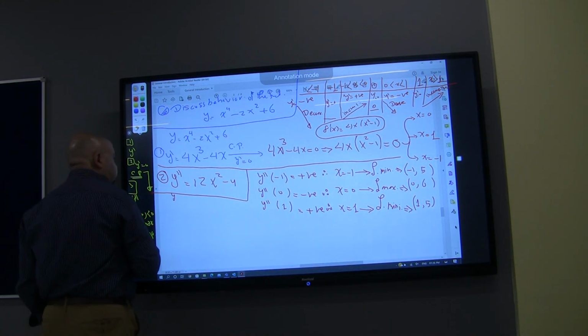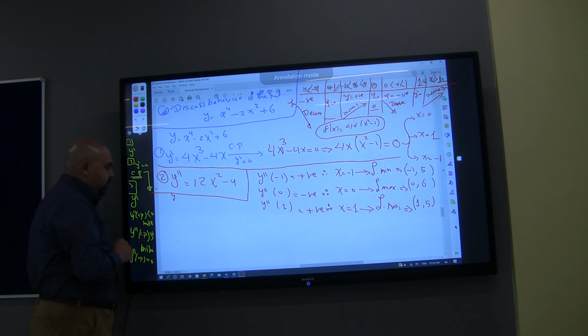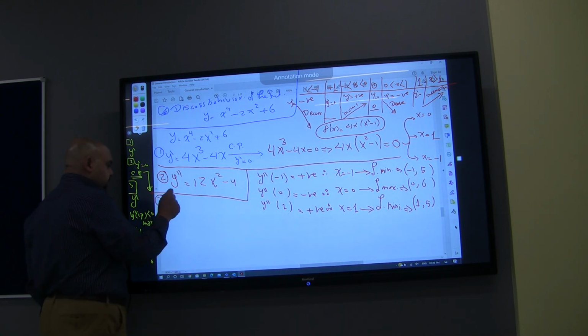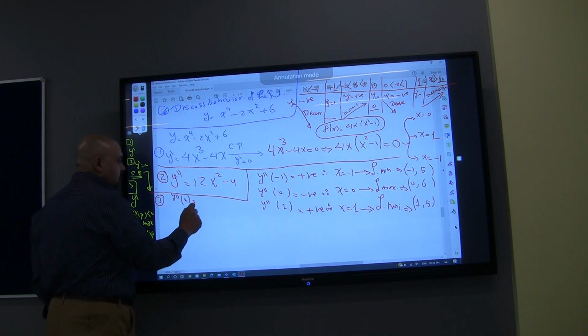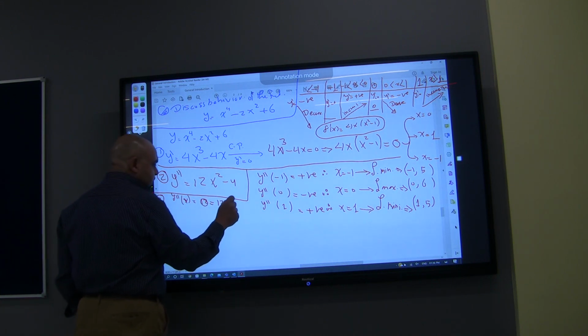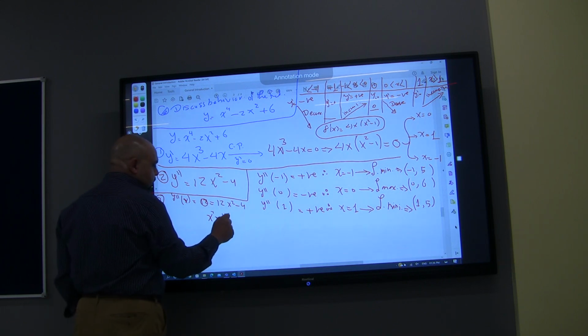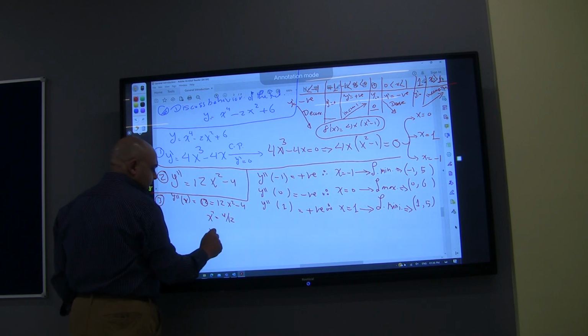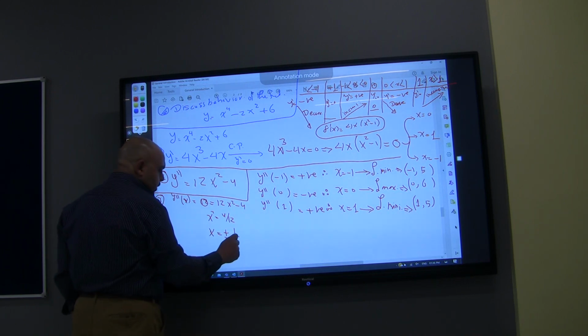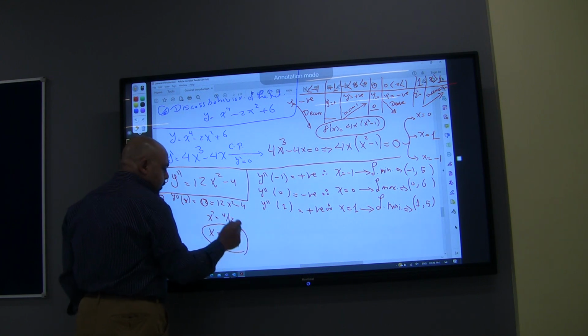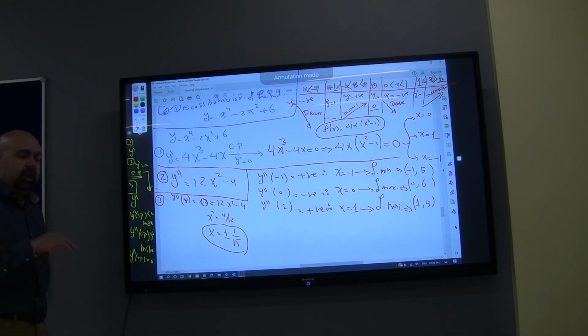Now if I want to get the critical points, inflection points, all I have to do at the third step is to put y double dash equals 0. So 12 x squared minus 4 equals 0. That means x squared will equal 4 over 12. So x equals positive or negative 1 over root 3. At these points I have an inflection point. The curve will change its concavity from concave to convex.